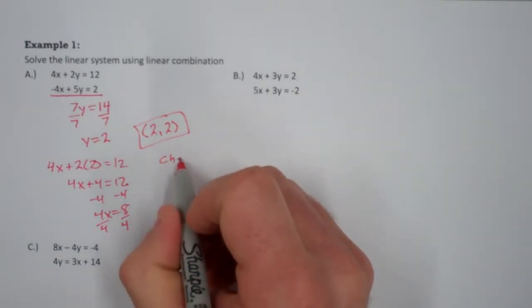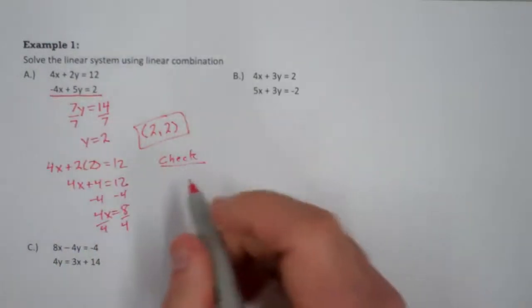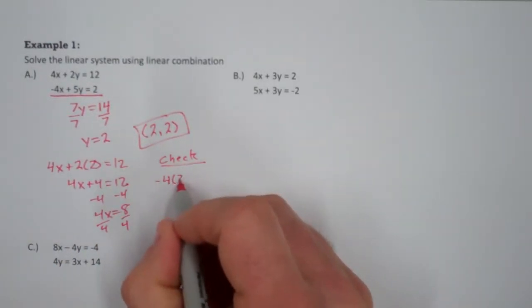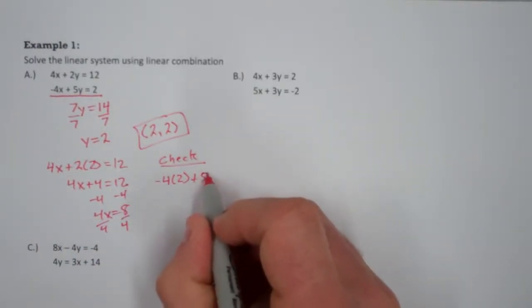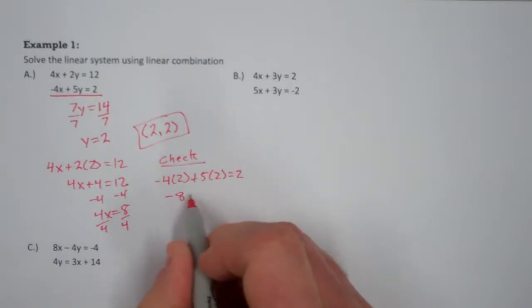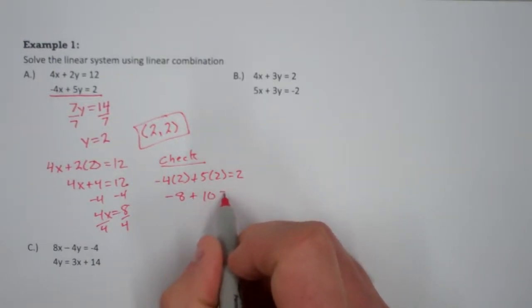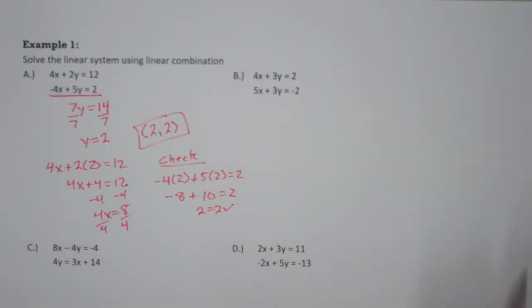Now we will always want to check our work here, and we just used this equation last, so let's use the other one. Negative 4 times x, we think that's 2, and also 2 for y. So we're going to have negative 8. 5 times 2 is 10, and that should be equal to 2. Negative 8 plus 10 is 2, and so this one checks out.